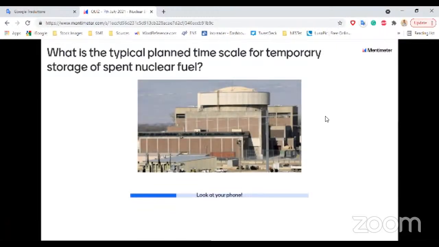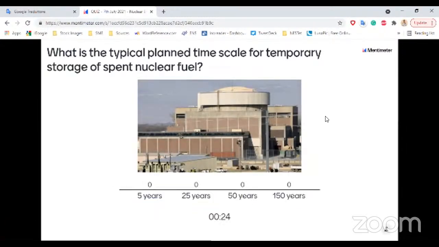What is the typical time scale for temporary storage of spent nuclear fuel? 5 years, 25 years, 50 years, or 150 years?